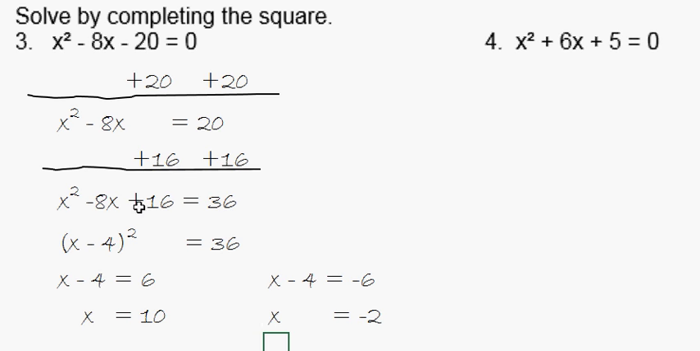If I want to check those, I can come back up here. If I square 10, I get 100. 10 times 10 is 100. Minus 8 times 10, 100 minus 80 is 20. 20 minus 20 is 0. And if I take my negative 2, negative 2 squared is a positive 4, because a negative times a negative is positive. Negative 2 times negative 8 gives me a positive 16. Positive 4 plus positive 16 is positive 20. 20 minus 20 equals 0.